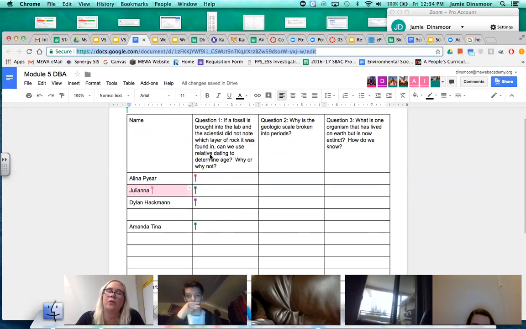So the first question is: if a fossil is brought into the lab and the scientists did not note which layer of rock it was found in, can we use relative dating to determine age? Why or why not?